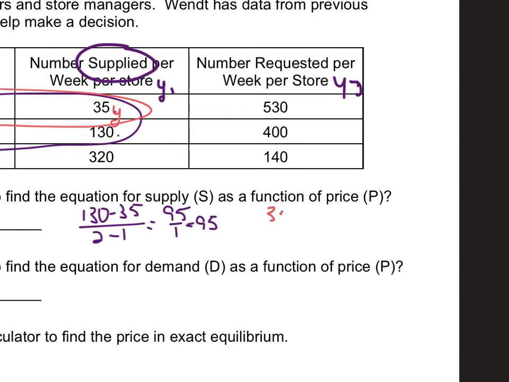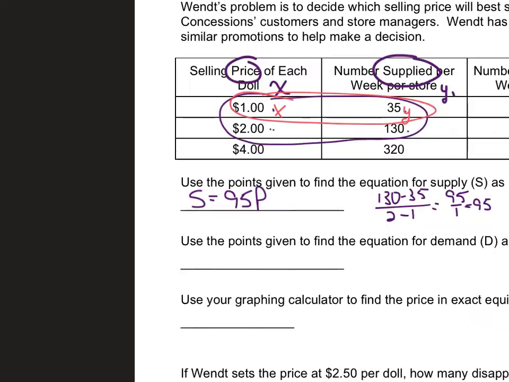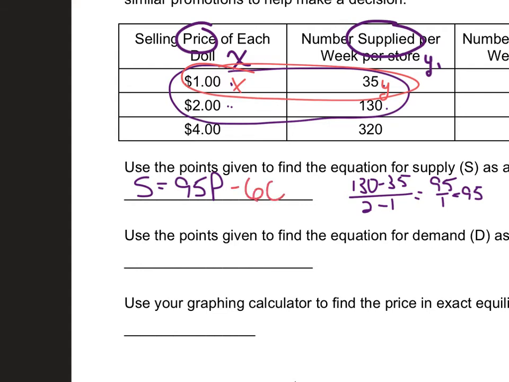My Y is 35. I know my slope is 95, and I have an X that's 1, and I need to find my Y-intercept. Well, 35 equals 95 plus b. So I just subtract 95 from both sides, and I get b is negative 60. So my equation is 95p minus 60. We've been working on that for a while. Let me see if I can erase some of this.